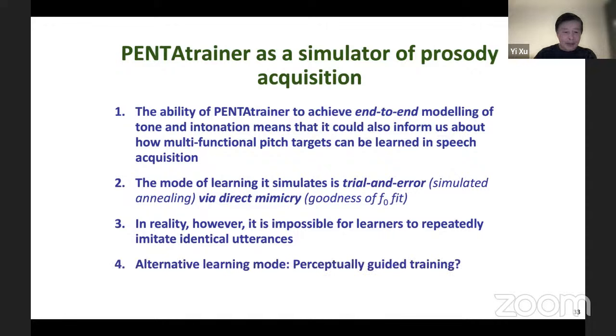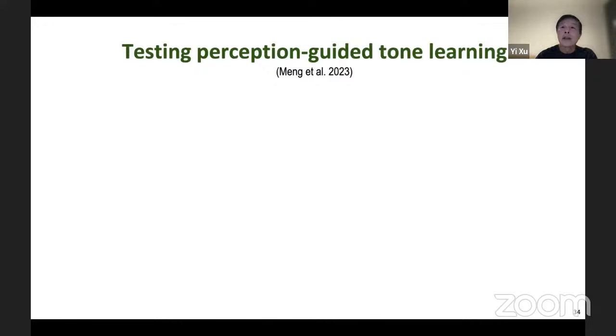So in fact, during the modeling process, we were forced to think of alternatives. And one alternative that came up is perceptual guided training. This at first was developed during the modeling of learning of consonants and vowels, but we now have implemented the method to tone as well. So in this study that I supervised last year, we compared three training methods.